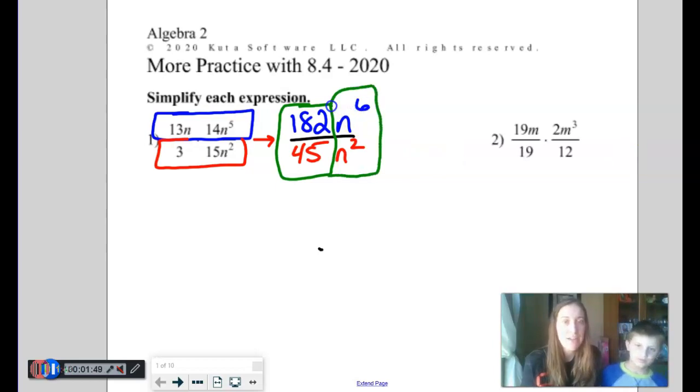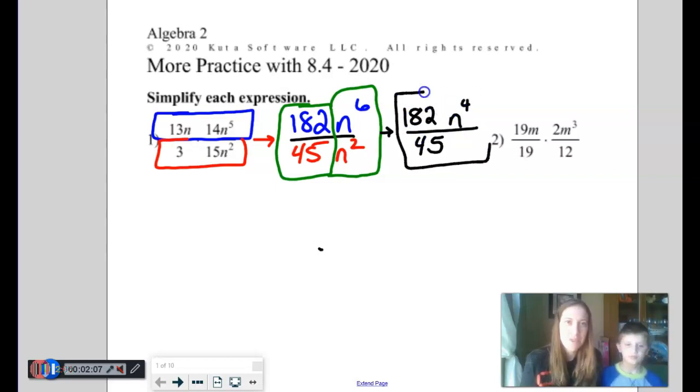So if you have n to the 6th divided by n to the 2nd, this turns into a subtraction problem. Maybe Logan can help me with that one. What's 6 minus 2? 6 minus 2 equals 4. Very good. It's a 4. All right. So we have n to the 4th up top in the numerator. So that's what we're going to be doing on those questions where there's monomials. We're going to smush them together.